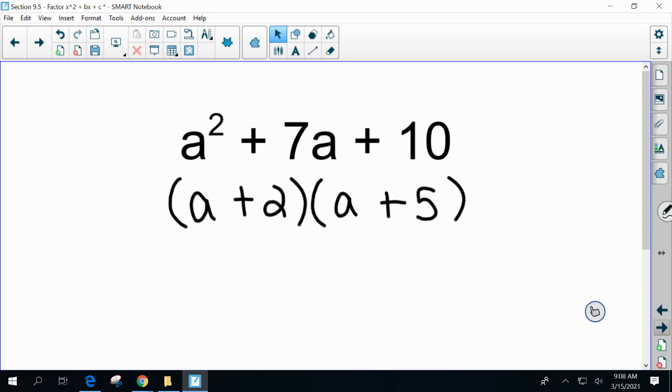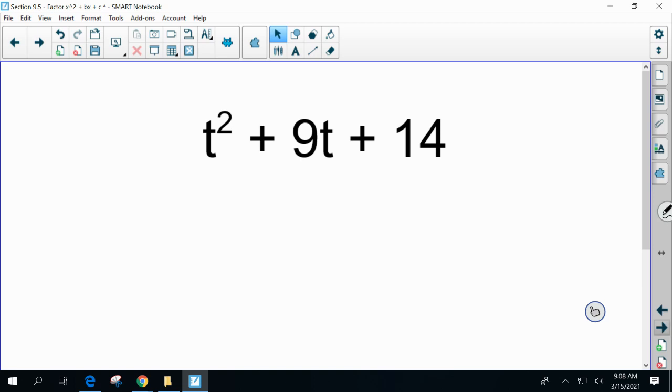Okay, I want you to try the next 2. So the one with t squared and then the one with x squared, 8 and 12. So try the next 2, and then we'll move on to other signs.